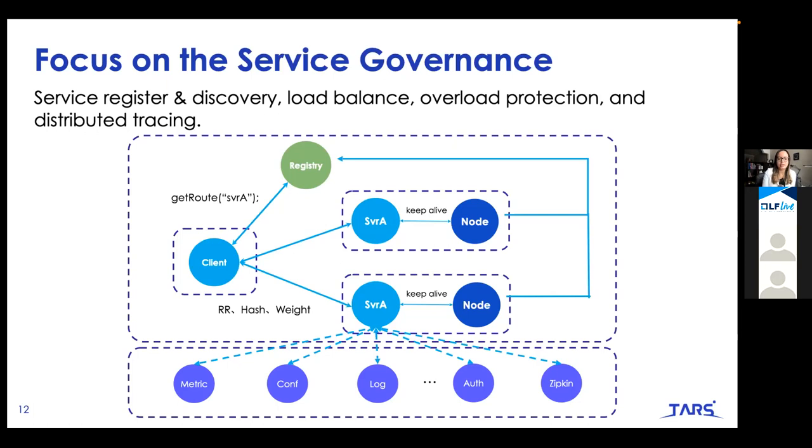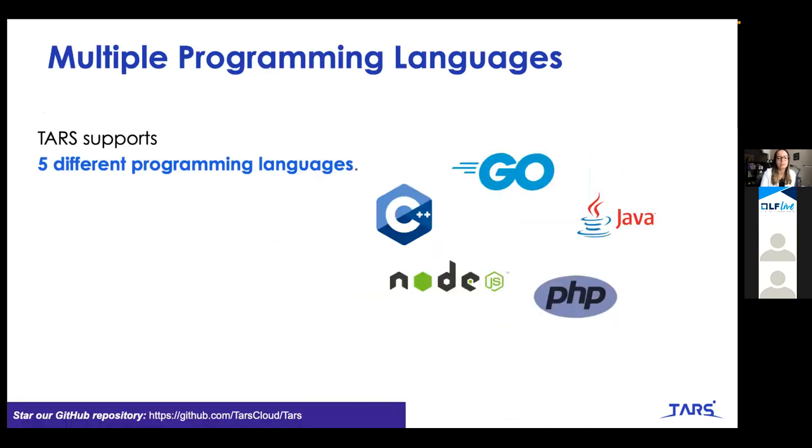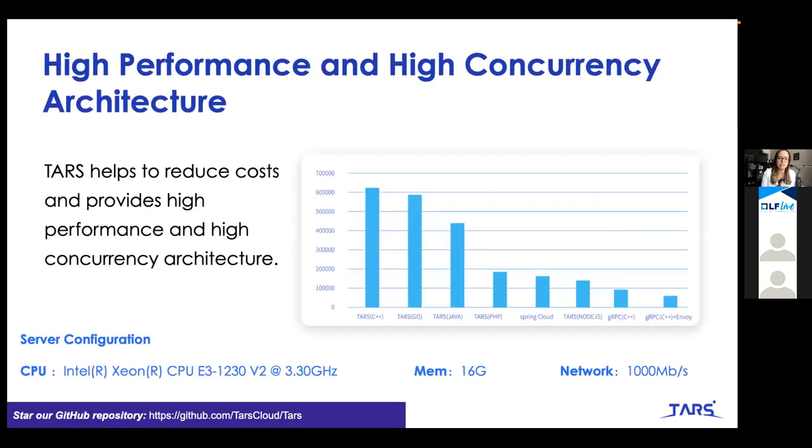Usually here, for example, the client will request the addresses of all servers from a registry node, and the service will deal with the load balance strategy and also report which services are alive. We also contact the monitor to create some logs about remote configuration and distributed tracing. TARS also supports five different programming languages, allowing teams to choose either Go, C++, Node.js, PHP, or Java for development. That gives more flexibility to teams that prefer to use different programming languages.